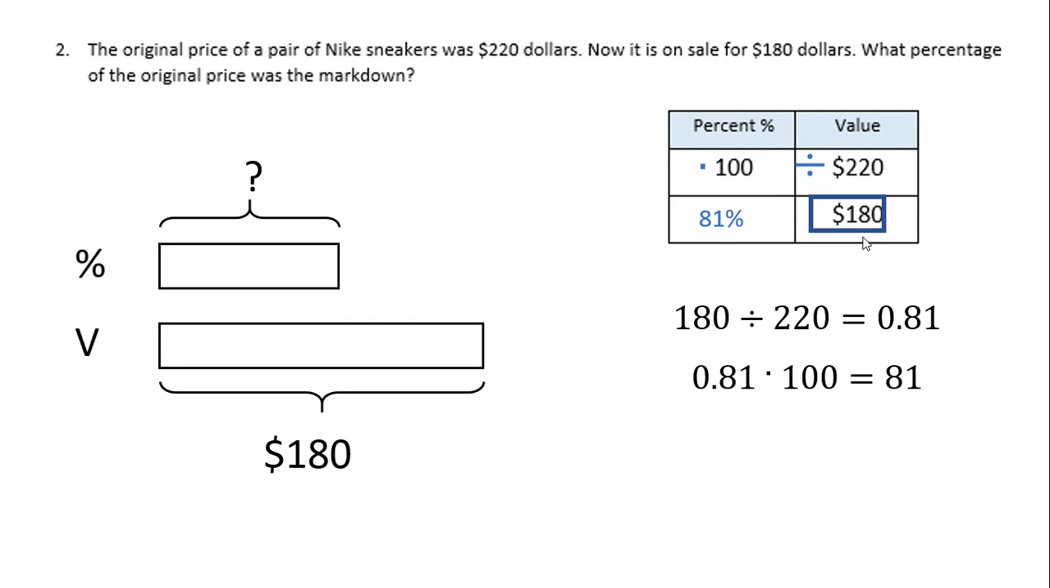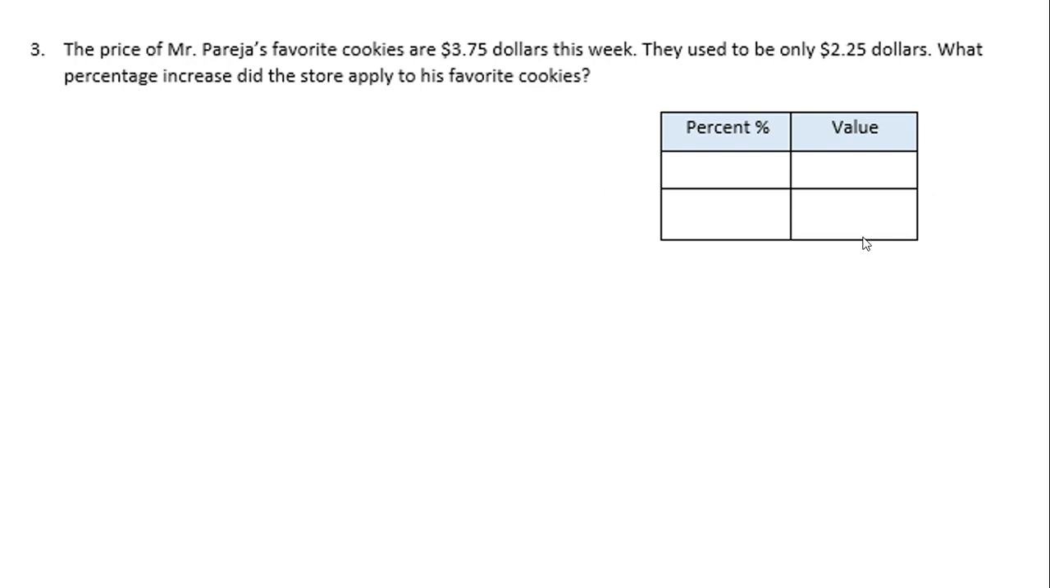There's the labels. Okay, number 3. The price of Mr. Preha's favorite cookies are $3.75 this week. They used to be only $2.25. What percentage increase did the store apply to his favorite cookie? So they used to be $3.75, now they're only $2.25. They marked them down a little bit. We know 100% of the cookies used to be $3.75, but the new price is $2.25.